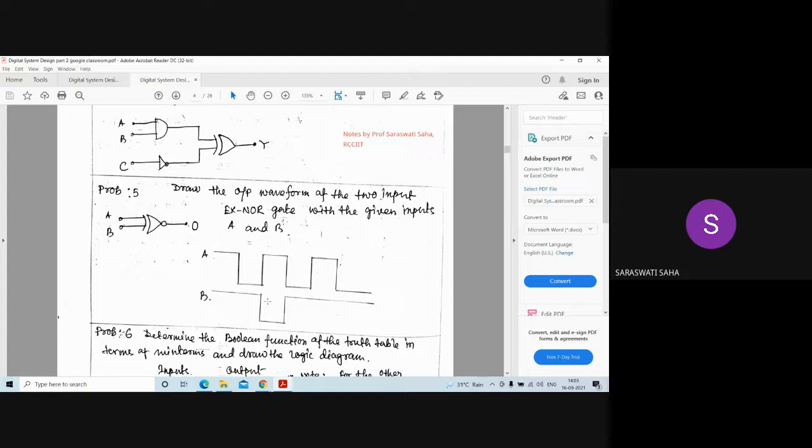In case of B also, this level we will consider as high, and this level we will consider as low. When we try to draw the output waveform, obviously we will draw it on the same axis. Consider starting from this point up to this point. Here the condition of A is high and B is high. What will be the output waveform?